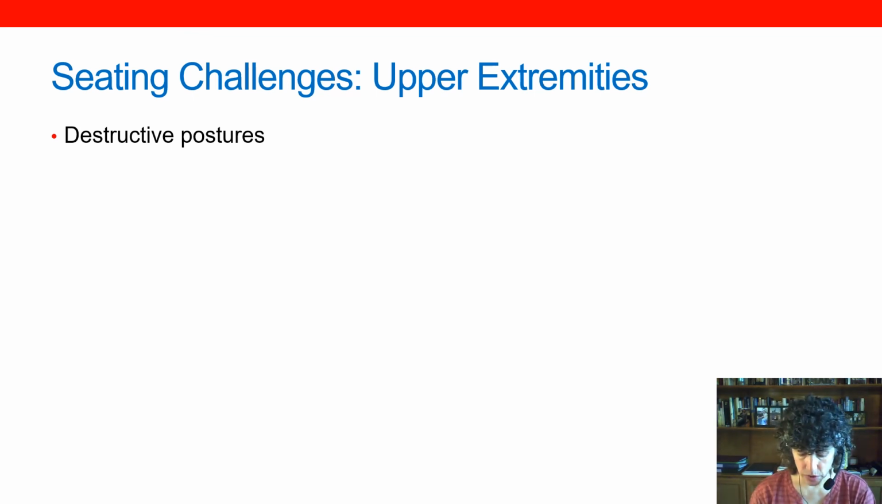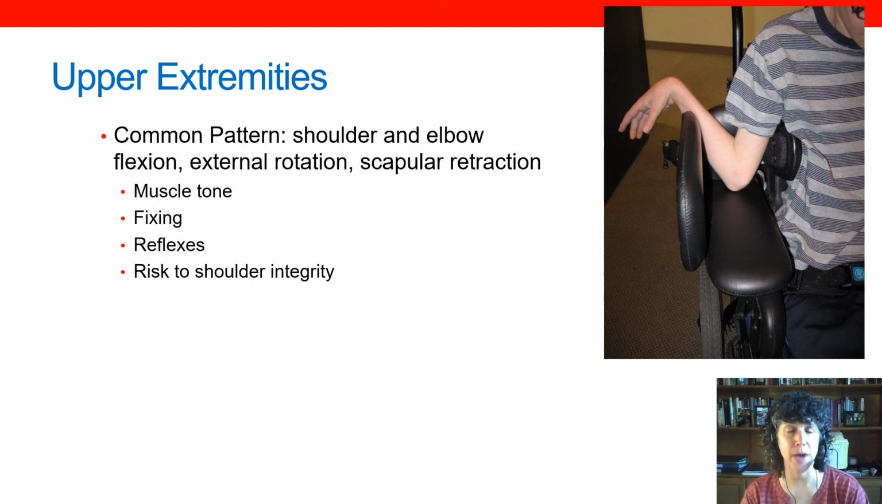Next, we turn to the upper extremities, and we can see a variety of destructive postures in the upper extremities that we sometimes need to address. Let's talk about a few common patterns that we see in people with increased muscle tone. This is a very common one that I'm sure you've seen in your clients, where there's shoulder flexion, elbow flexion, external rotation, and scapular retraction, and also wrist flexion. The challenge with this posture is that the arms often get caught in doorways and our clients quickly lose range of motion.